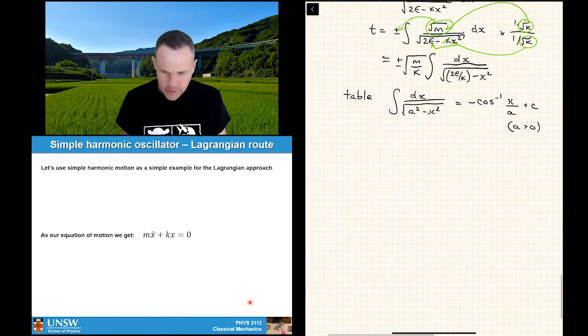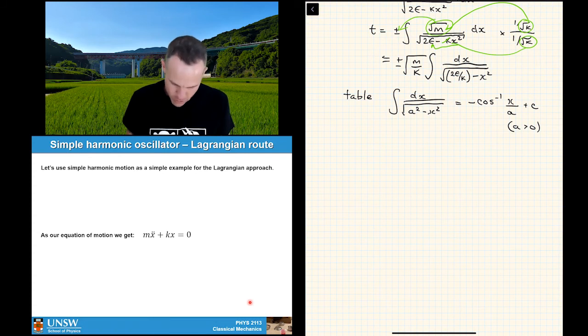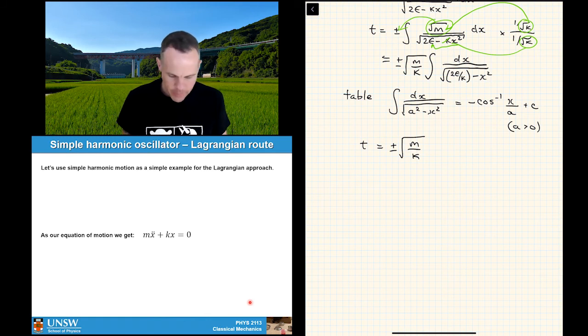All right, so we've got this thing. And what we're going to do here is a little bit of a cunning rewrite. We can take our t, and it's now going to be plus or minus the square root of m over k. And now we can use our tabulated integral to knock out this thing above. So I'm going to do it, but I'm going to keep a.